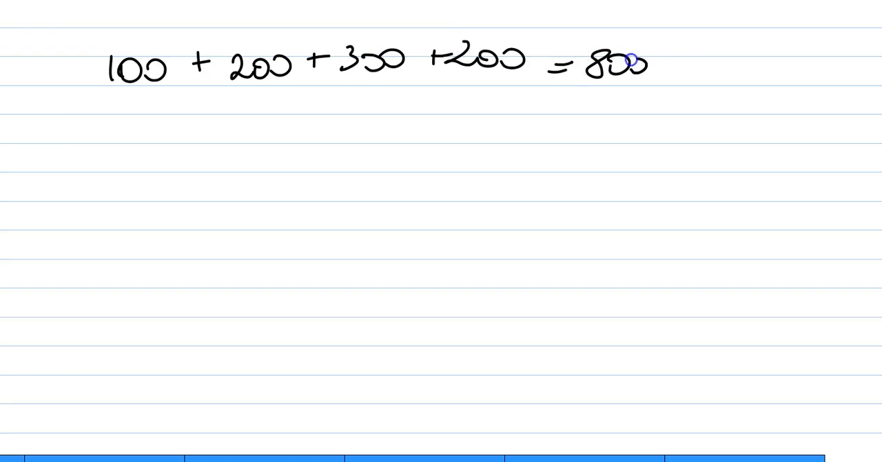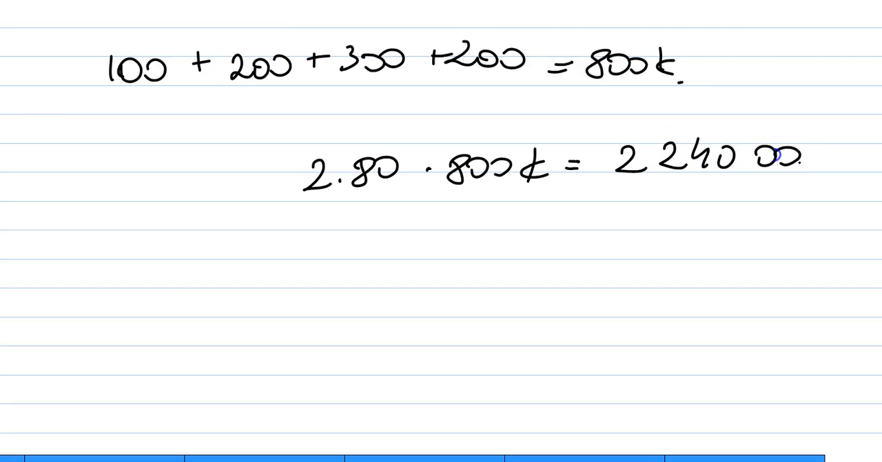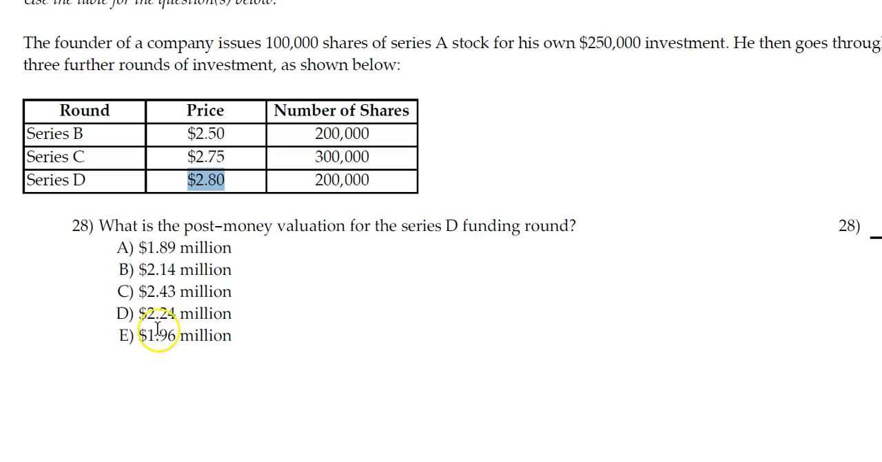So there were initially 100,000 shares, then the company issued 200, then 300, and then 200. This together gives 800,000 shares. The most recent price was 280, as I mentioned. So we have 280 times 800,000 shares. That gives us 2.24 million. Which is D.